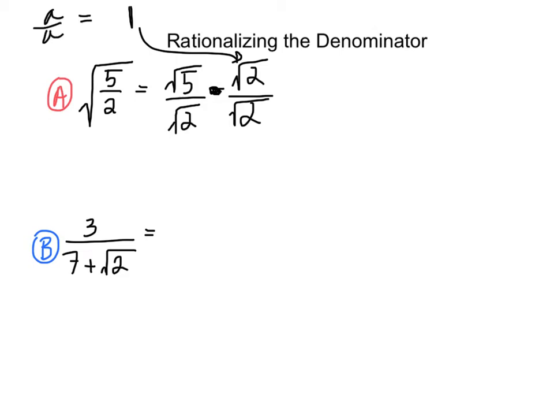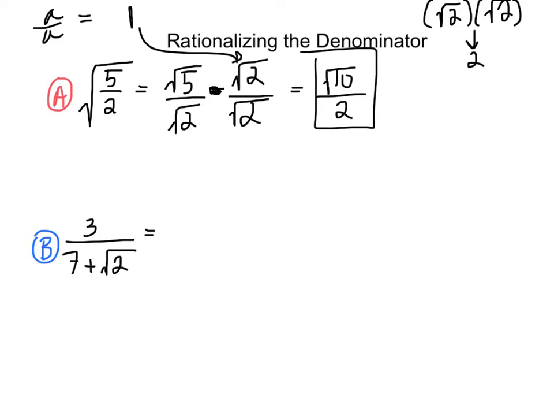So after doing that, we use our properties that we just learned to simplify this. So we have the square root of 10 over, and then if you multiply a square root by itself, we get that number, over 2. And this is our answer.